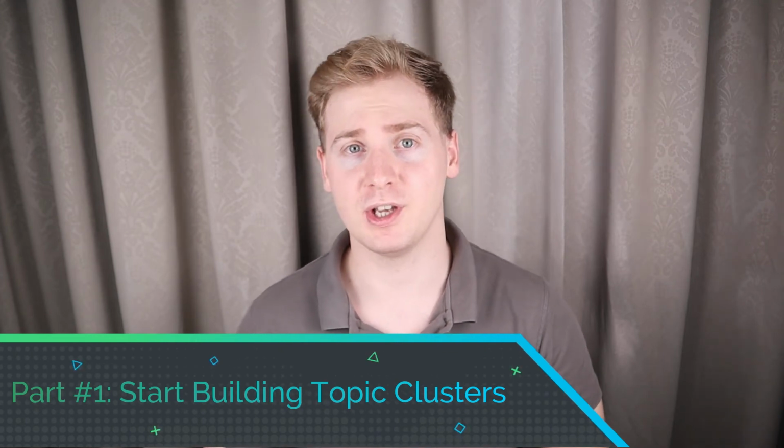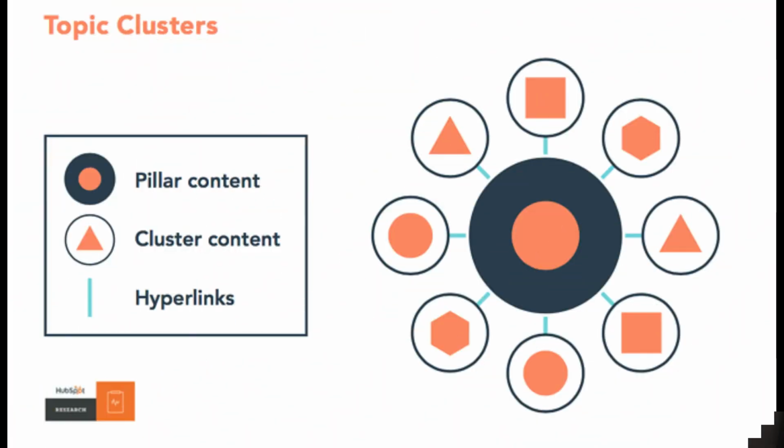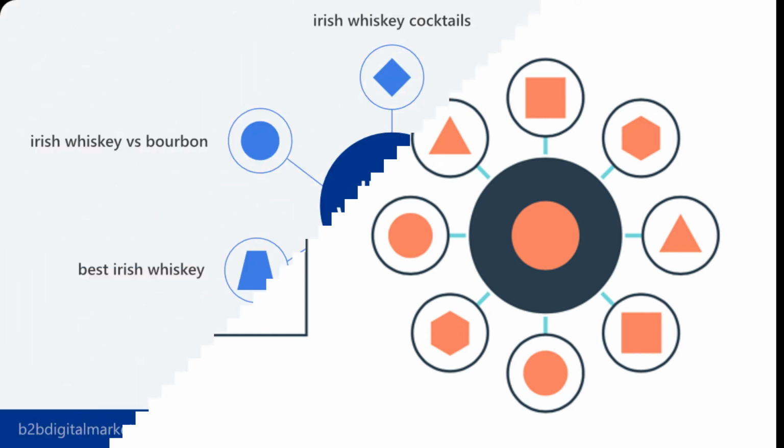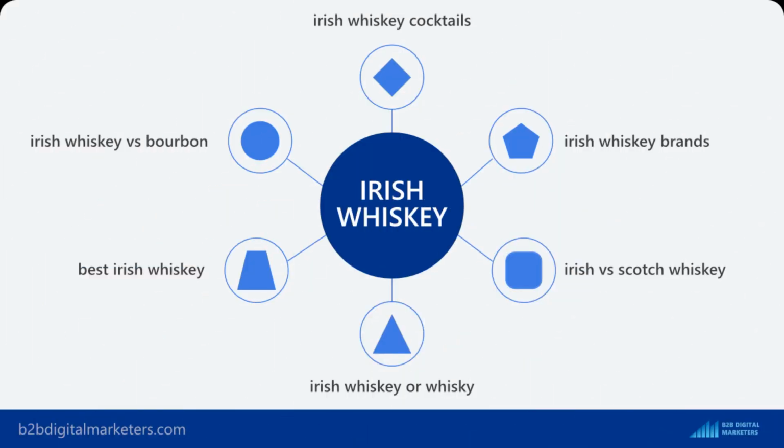The first part of clustering and categorizing your keywords is to create topic clusters. Topic clusters mean clustering your keywords based on one main topic. For example, let's say one of your main topics is Irish whiskey. So you will want to target as many primary keywords that are related to this main topic, such as the best Irish whiskey, Irish versus Scotch whiskey, or Irish whiskey brands.